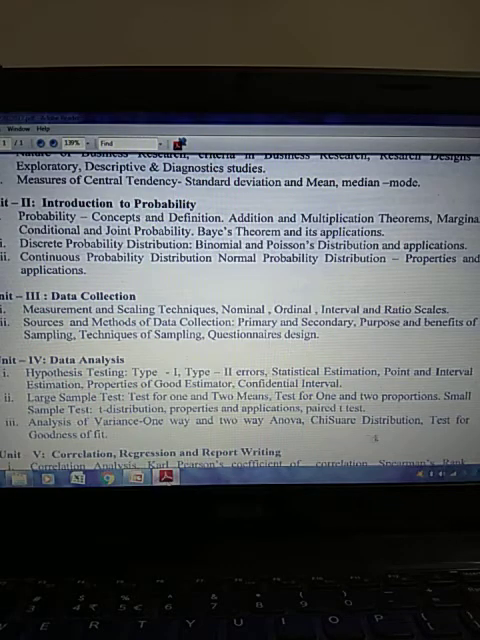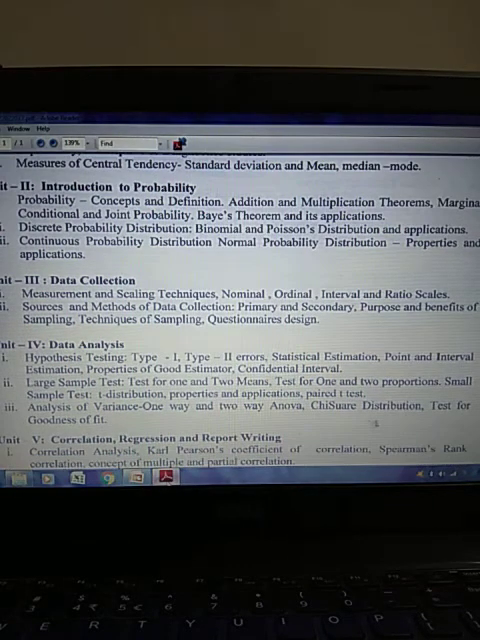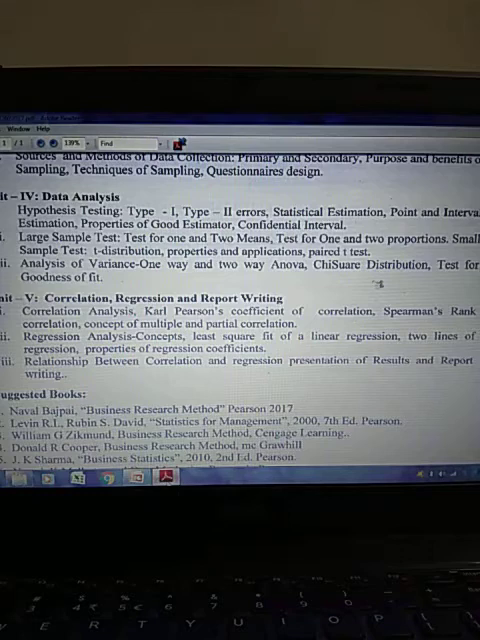After all these things, under the 5th unit we are going to understand correlation and regression. These are association measuring tools: correlation, Karl Pearson's coefficient of correlation, Spearman's rank correlation. Under regression, two types of regression lines.